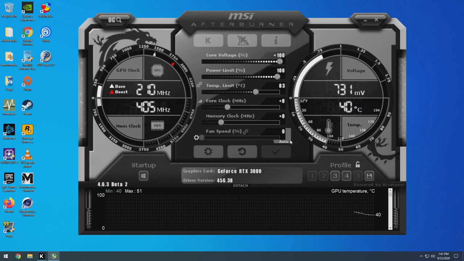Now, nobody plays games with liquid nitrogen, but it's important if you're doing world record setting overclocking. If you're not going for any of that stuff, then breaking the voltage limit is not going to make a difference for you. So that is the voltage here.